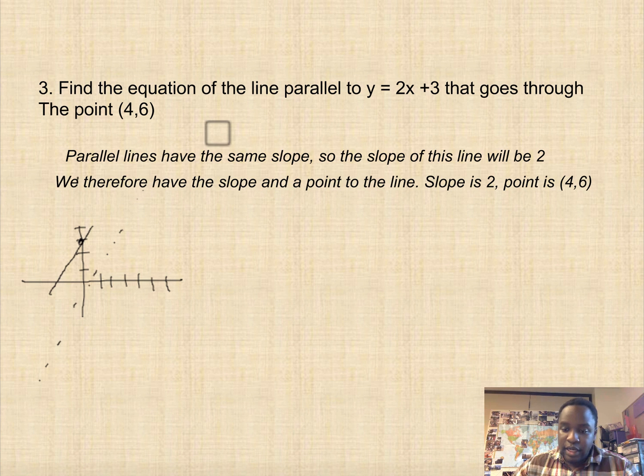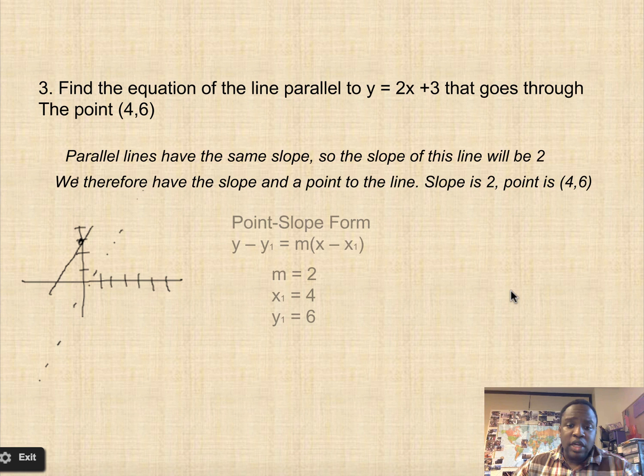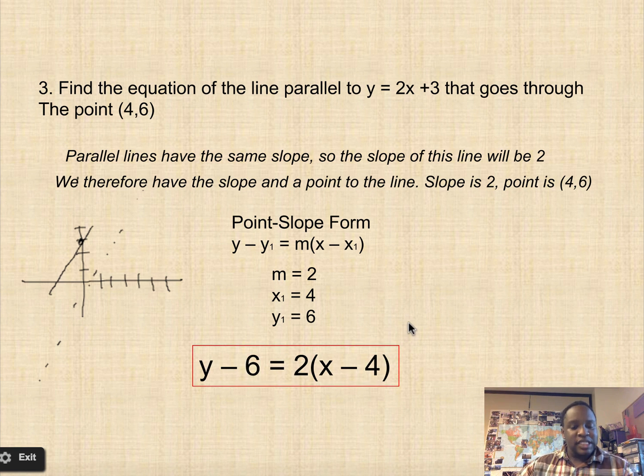So the slope of this new line is going to be 2. We therefore have the slope and a point of this line. The slope is 2, and it goes through the point (4, 6), so we can put it into point-slope form. m is 2, x1 is 4, y1 is 6. So this equation would be y minus 6 equals 2 times the quantity x minus 4. If we wanted to put it into slope-intercept form, we could. We could do the distributive property and then add 6 to both sides. But this is an equation of a line, so we could stop right there.